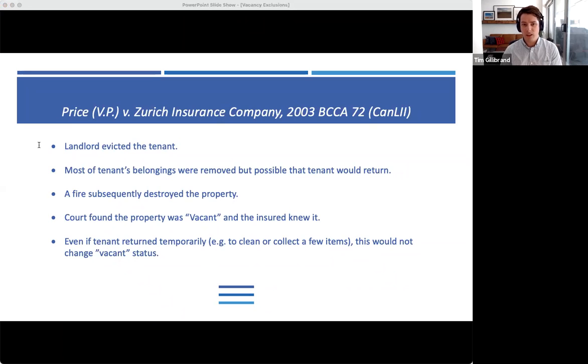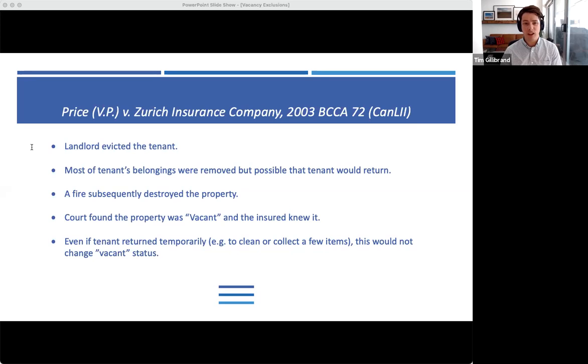So next, the case of Price versus Zurich involved a rental property. This was a case out of British Columbia. I'll simplify the facts a little bit, but essentially the landlord served an eviction notice on the tenant. The landlord had an agent who went to the property and peered through the windows, I think, and saw that the property was mostly emptied out by the tenant, except for a few personal belongings, and it wasn't cleaned up. Prior to a new tenant taking possession, there was a fire that destroyed the property.